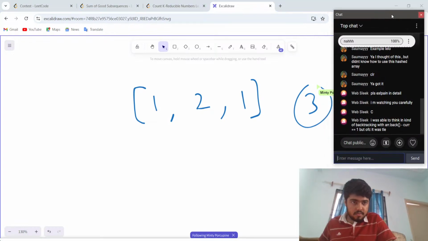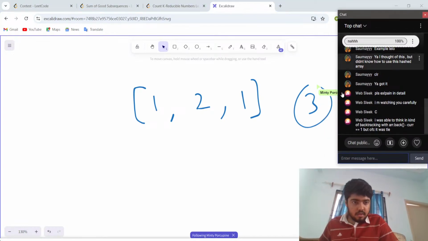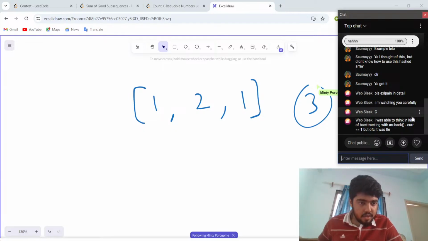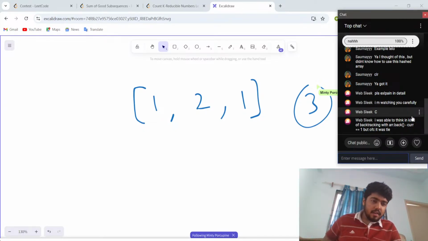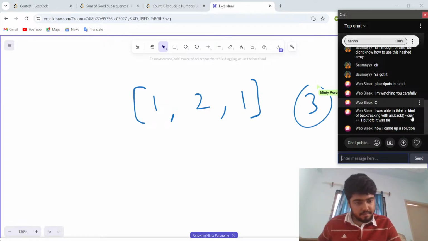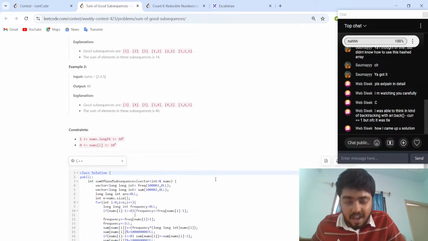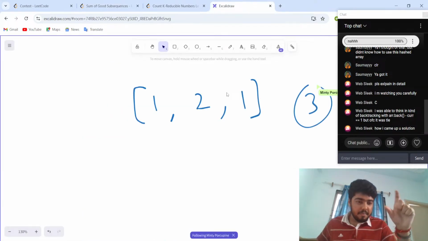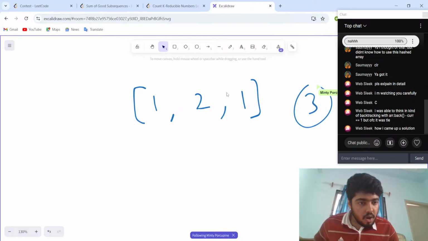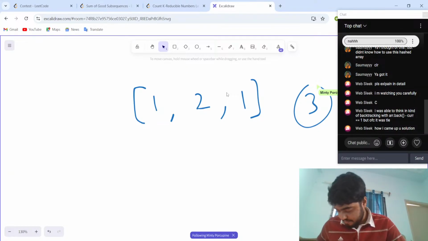I'll just move the chat a little bit over here. I was able to think in kind of backtracking with the array, back minus current, but it was a DP question. Just a minute, I'll check through my solution also. Yeah, it was a kind of DP question, a DP frequency thing. How you came up with the solution? How I came up with the solution? I don't know.